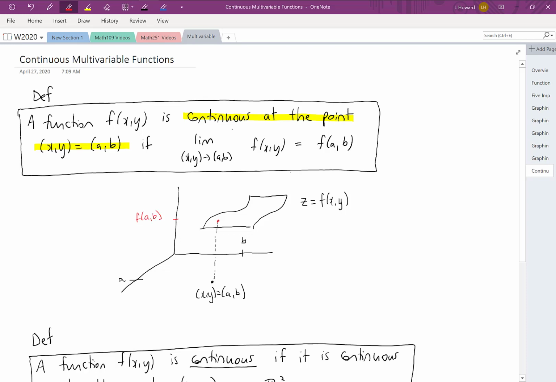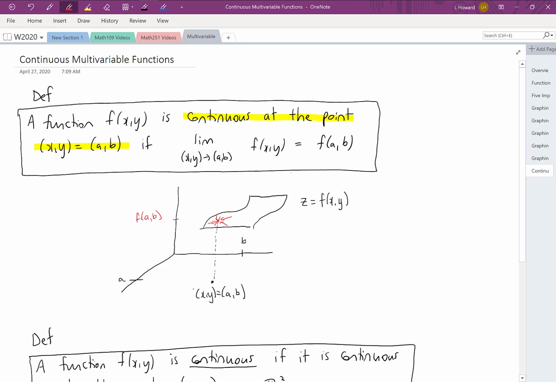Now in order for the function to be continuous at this point (a, b), what we need is when we're approaching this point (a, b) from any direction, we want the value of the function to be approaching f of (a, b). So if we approach from this direction, we want the limit as (x, y) goes to (a, b) of f of x y to be f of (a, b). When we approach from that direction or that direction or that direction, we want to be approaching that same value.